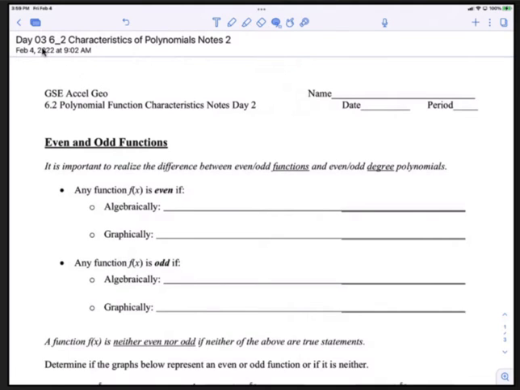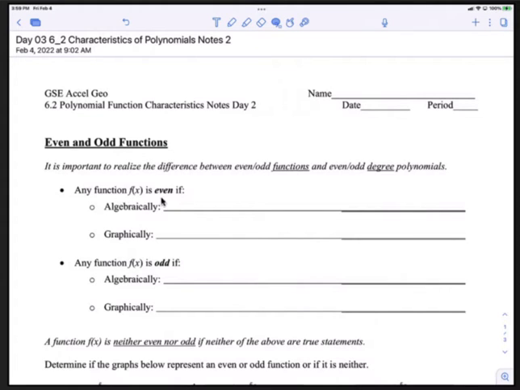All right, this lesson covers day 3, characteristics of polynomials, and we're talking about even and odd functions. It is important to realize the difference between even and odd functions and even-odd degree polynomials.